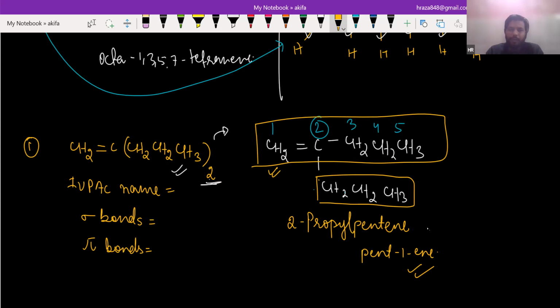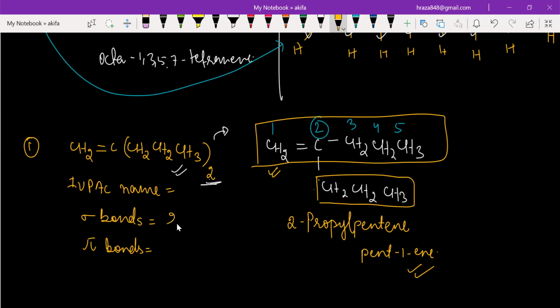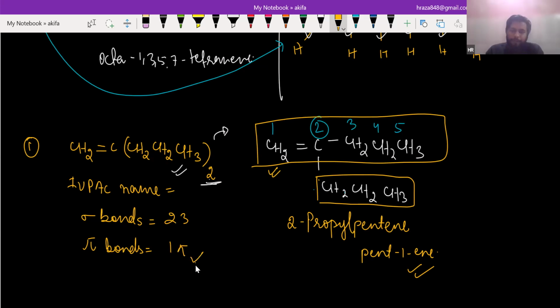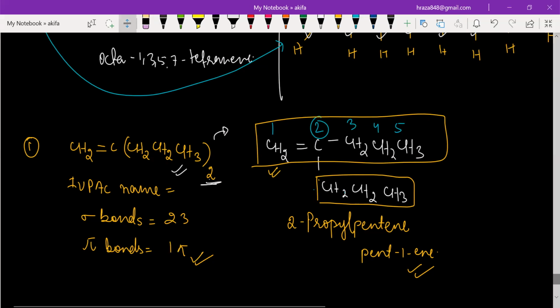How many sigma bonds as well as how many pi bonds? Tell me. 21 sigma bonds, 1 pi bond. Only 21 sigma bonds. Check it out. 23 sigma bonds and 1 pi bond. You can see only 1 pi bond is here. So there it is. Can I change the slide?